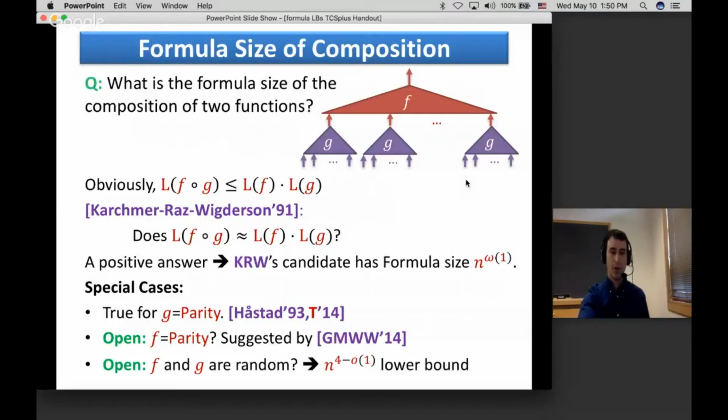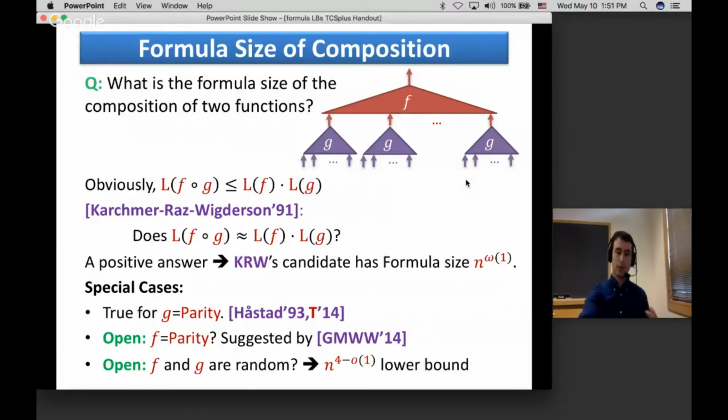One more special case that I want to mention is what happens when both f and g are randomly chosen functions. In this case, it seems that they don't have any structure that you can exploit in the composition, and really the best you can do is the straightforward argument. However, we still don't know this special case, and if you can prove it, you can convert it into an explicit construction without any randomness that requires formula size n to the 4.